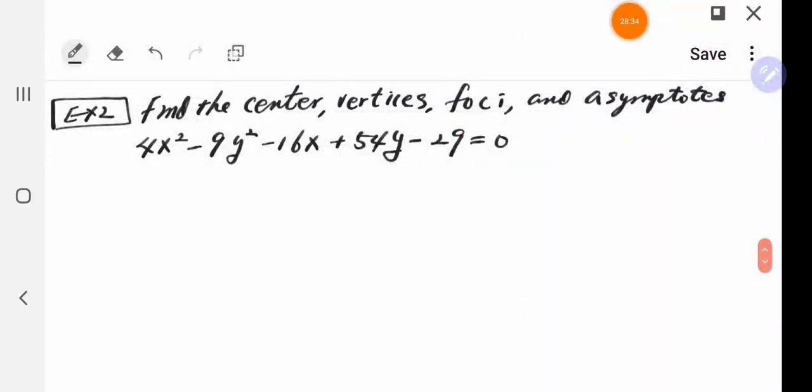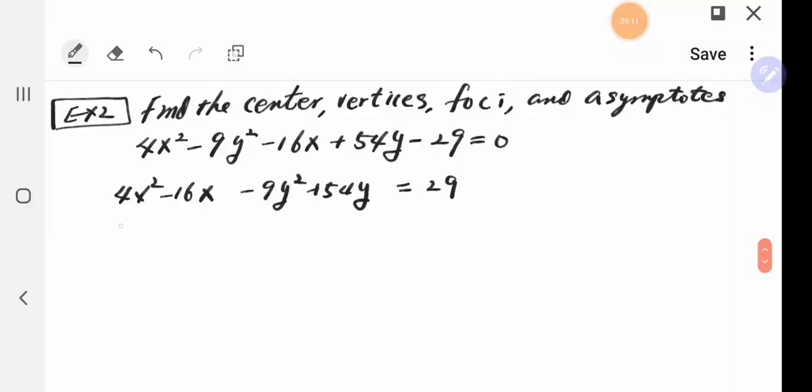Example 2. Let's find the center, vertices, foci, and the asymptotes of this equation. This equation is a hyperbola because one term is x squared and the other is minus y squared. So let's write this in perfect square form. Collect x terms together, 4x squared minus 16x, and y terms together, minus 9y squared plus 54y, and move the number to the other side, so 29.